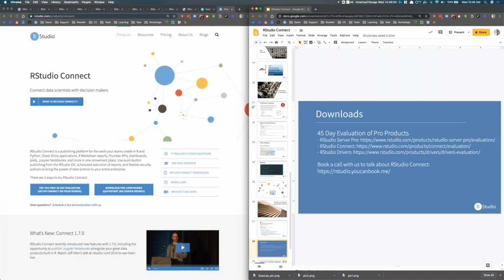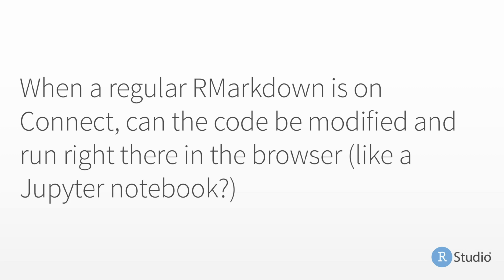Looks like one here from Steve. When an R Markdown is on Connect, can the code be modified and run right there in the browser like a Jupyter notebook? So the R Markdown itself is executed through parameters. If you wanted to work with it interactively, you'd be using it either in the IDE, so that could be through RStudio Server Pro or your desktop IDE. But really the idea of Connect is that you've published both the finished product as well as the source code. So you can still run and update things through parameters, but you want to have a static input there, or static source code, I guess.